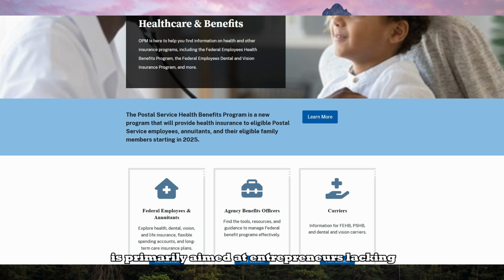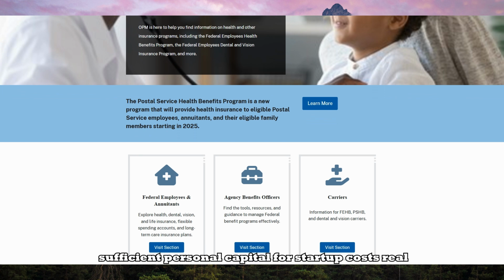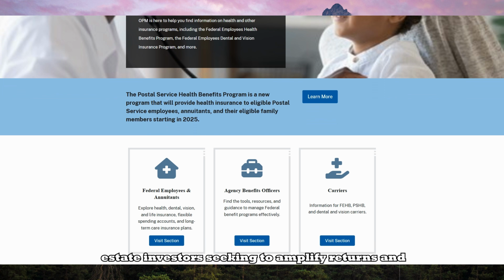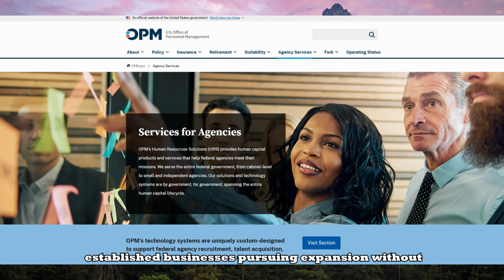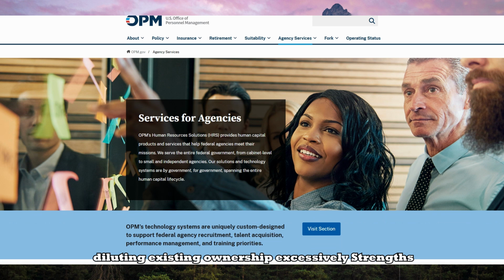OPM is primarily aimed at entrepreneurs lacking sufficient personal capital for startup costs, real estate investors seeking to amplify returns, and established businesses pursuing expansion without diluting existing ownership excessively.